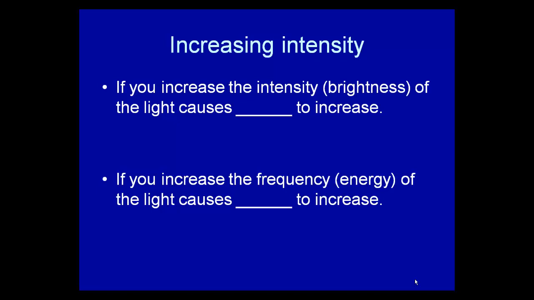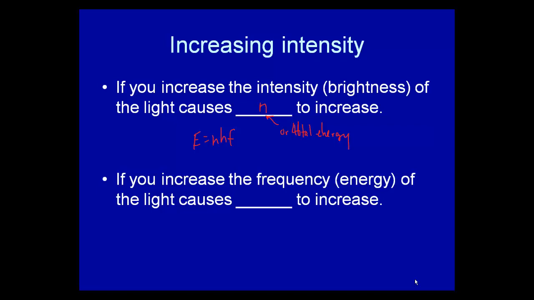So if you increase the intensity or brightness of a light, what does that cause to happen? So if we just make a light brighter, E is equal to nhf. Well, I'm not changing an individual photon. I'm just adding more photons. So n actually increases, and total energy also increases. But remember, if I don't have enough energy per photon, I don't get any electrons emitted.